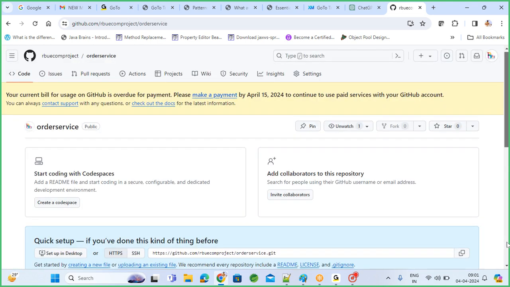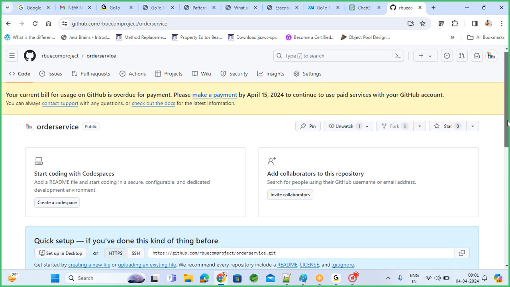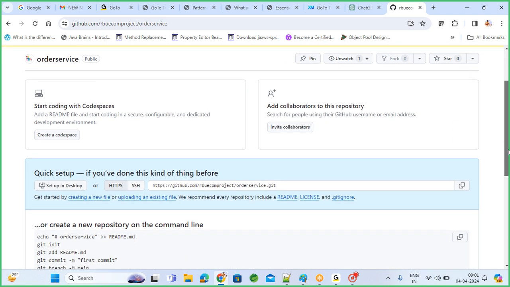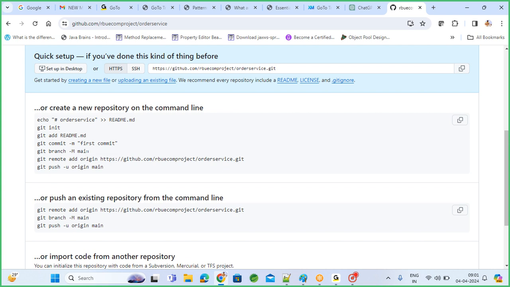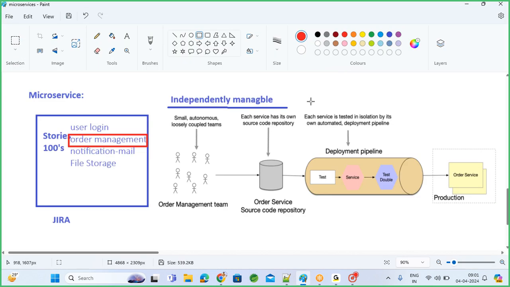Once it is created, you can share this repository with your team or whoever is working on order service. He can easily clone it using this git command. Then he can start working on it. He can create a basic skeleton of a Spring Boot project. You know how to create it, and you place your code in that repository, code it, and deliver it. That's it, you are done.